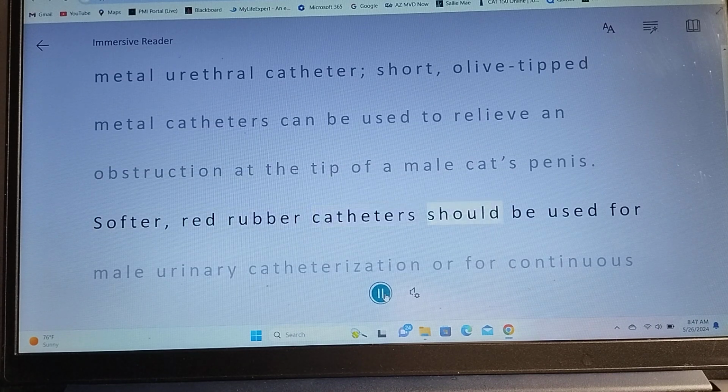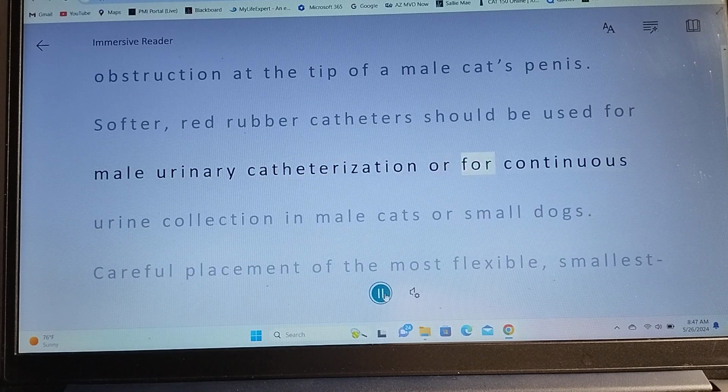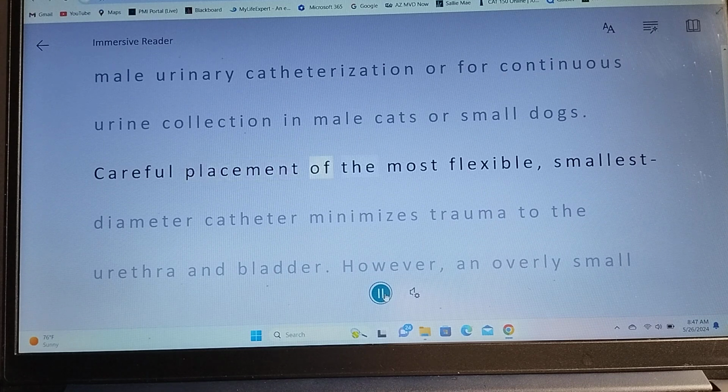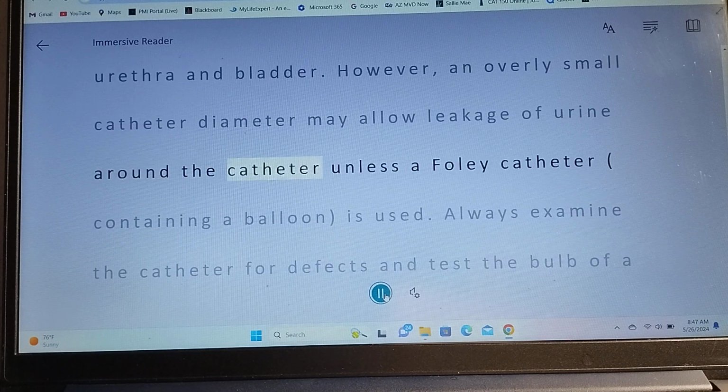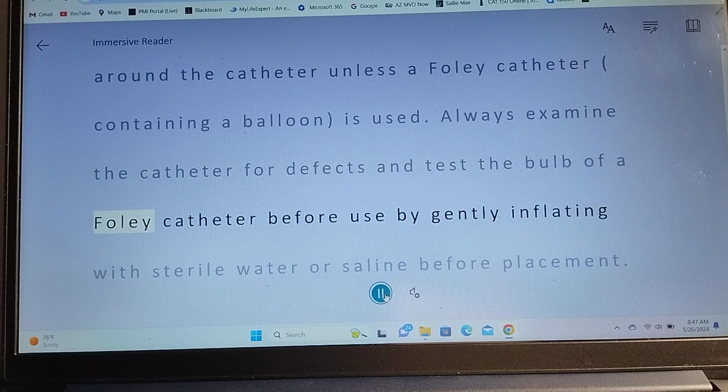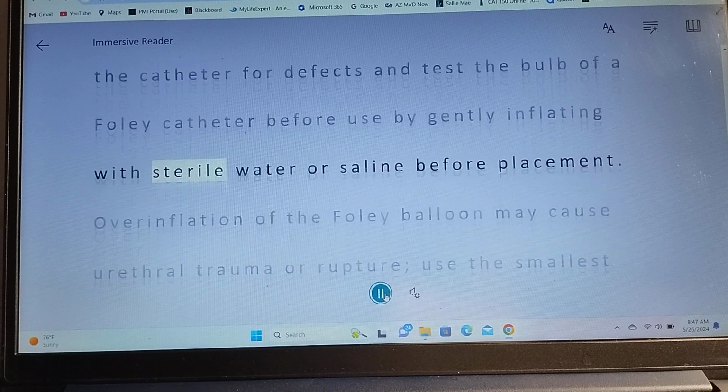Softer, red rubber catheters should be used for male urinary catheterization or for continuous urine collection in male cats or small dogs. Careful placement of the most flexible, smallest diameter catheter minimizes trauma to the urethra and bladder. However, an overly small catheter diameter may allow leakage of urine around the catheter unless a Foley catheter, containing a balloon, is used. Always examine the catheter for defects and test the bulb of a Foley catheter before use by gently inflating with sterile water or saline before placement.